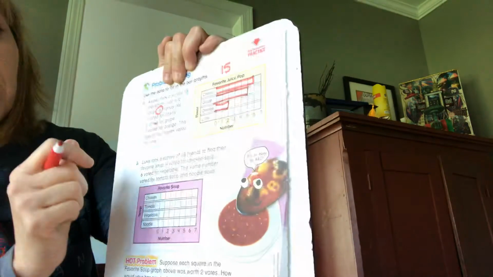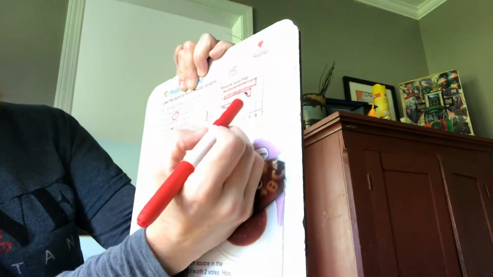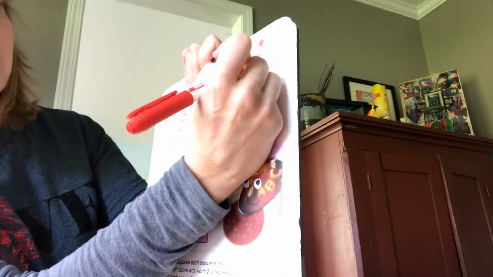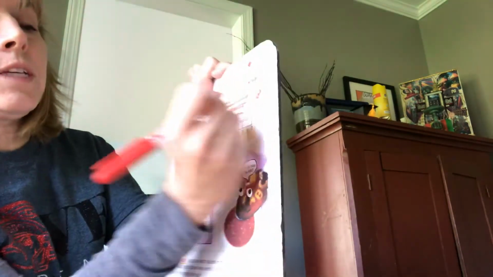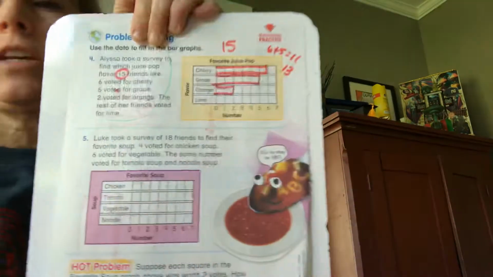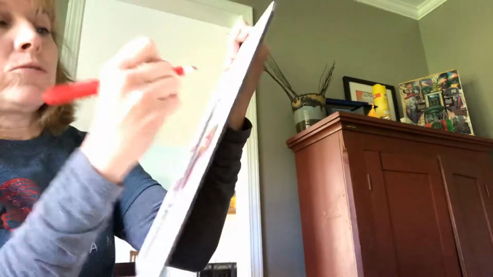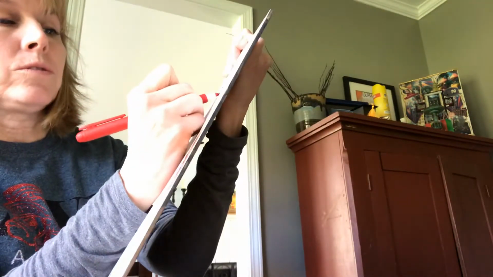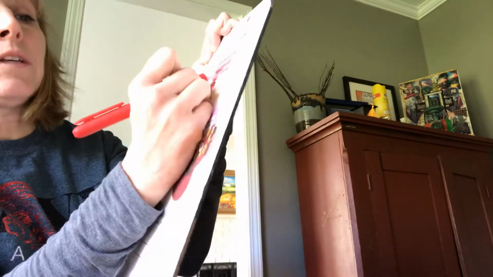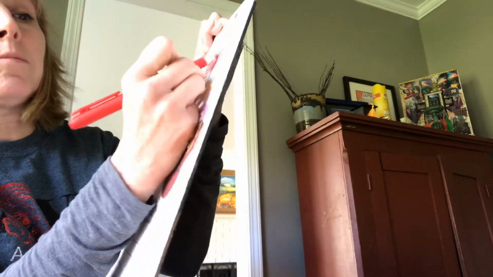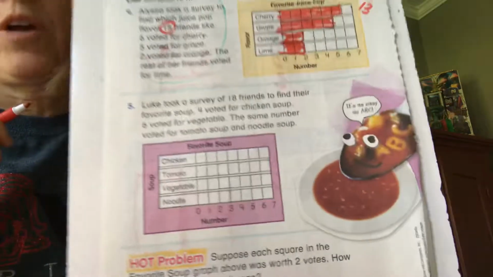Well, I've got to get to 15. So here I have 6 and 5. So 6 plus 5 I know is 11. That's a near doubles. Plus 2 more is 13. 13 to 15 is how many? Yep, 2. So lime also had 2. And then you can color these bars in. I'm just trying to save a little bit of time. So there's that bar graph.